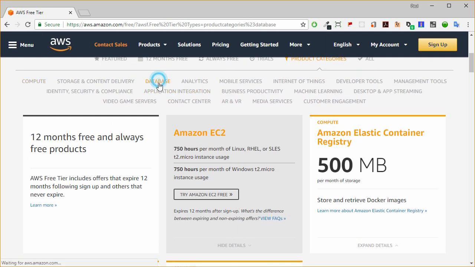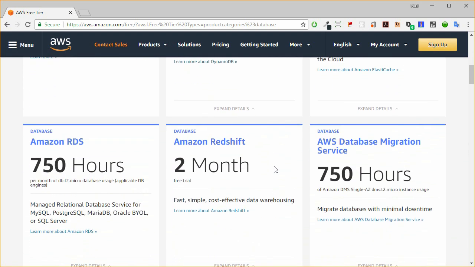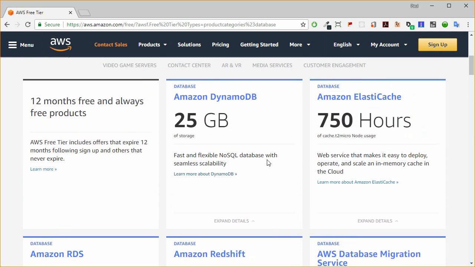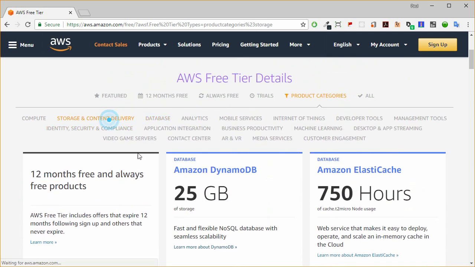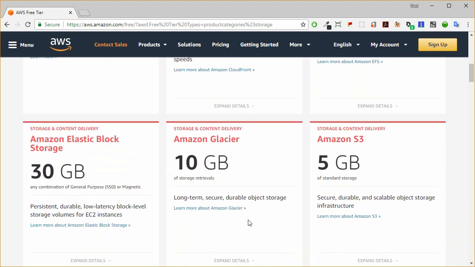And the same with our database service. So with RDS, we've used that as well. We're going to get 750 hours of that. And that is, again, only going to be for T2 micro. And with storage and content delivery, we're going to be using S3 a lot. And again, we're going to get 5 gig of standard storage under that free tier.